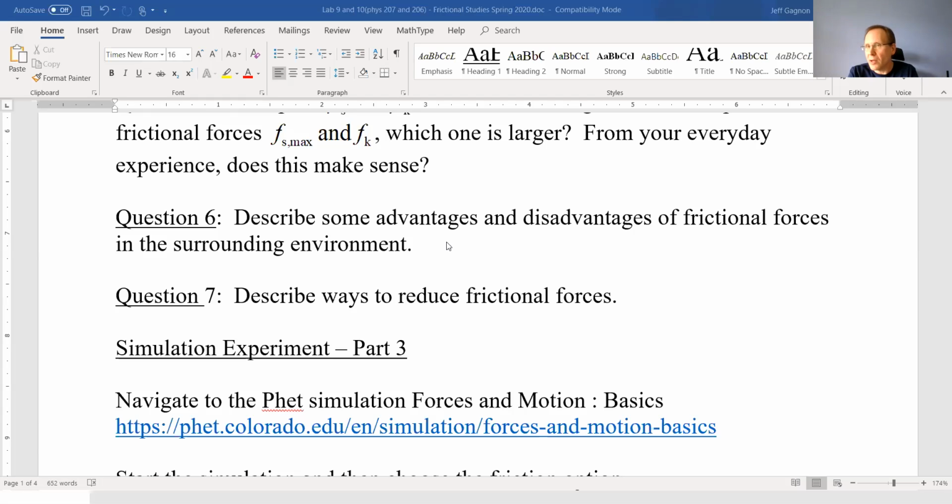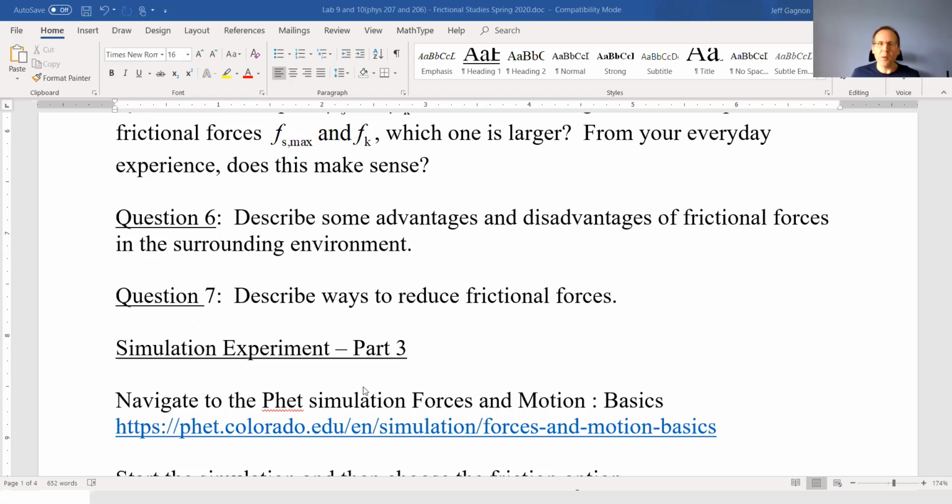It allows you to drive a car. If you have a frictionless road, you couldn't even accelerate the car, so you couldn't drive a car. You couldn't take turns. You couldn't even accelerate. So there are some advantages and disadvantages, whatever you guys want to come up with. You want to kind of just research that and come up with a couple of sentences there. And then question 7 is similar. I just want you to come up with a few ways to reduce frictional forces. So obvious ones are like using lubricants or oil in your car engine.